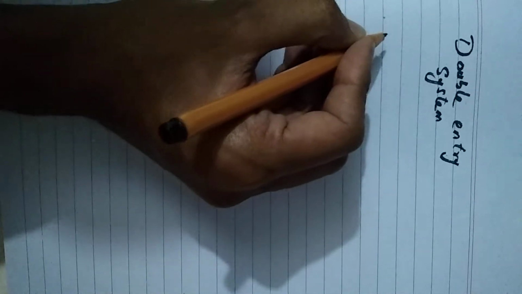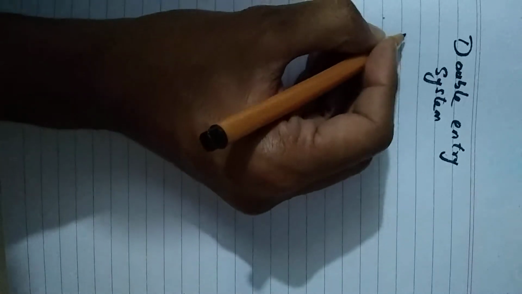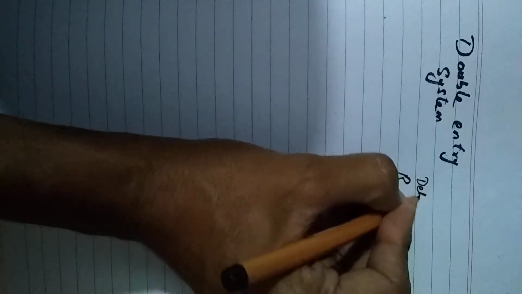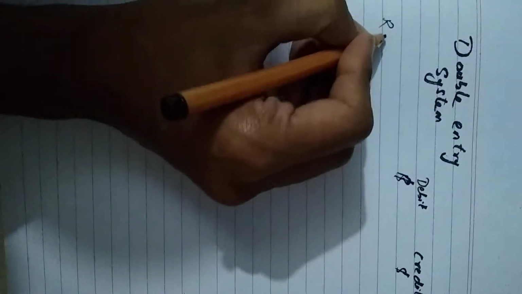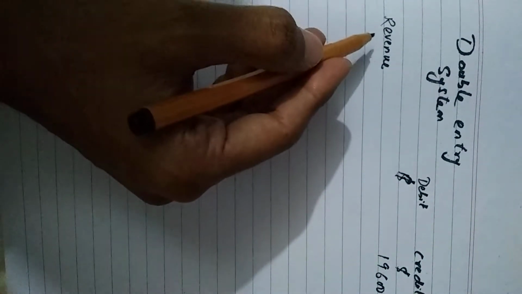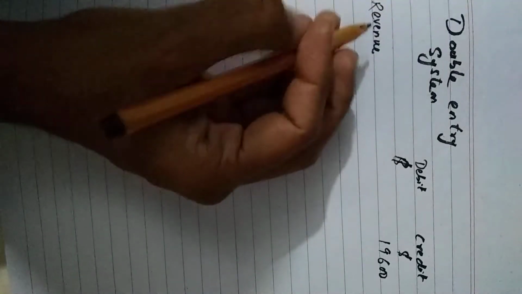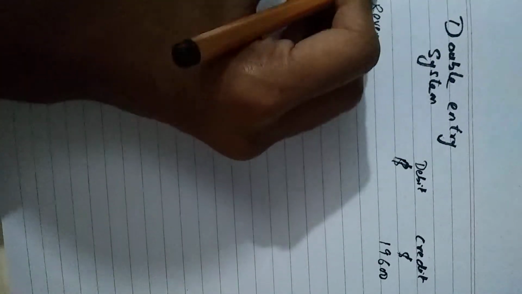We have to correct the trial balance step by step. For example, the revenue: the question gives the debit and then the credit. Revenue is written as 19600. What is revenue? Revenue is our income, and income is always written in credit. So it is a correct entry.